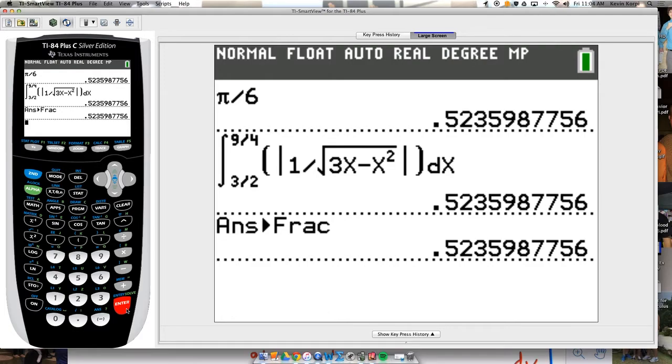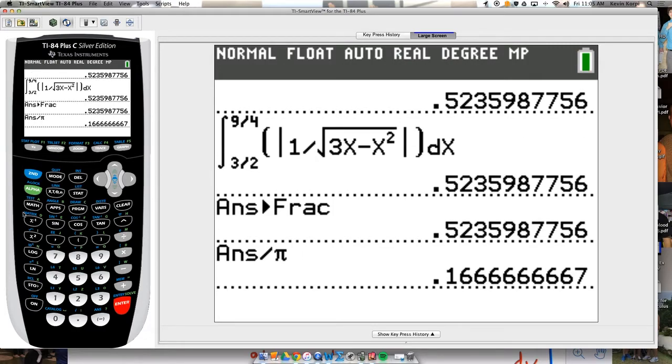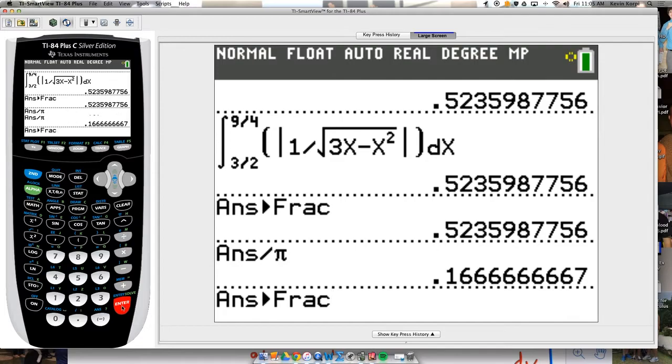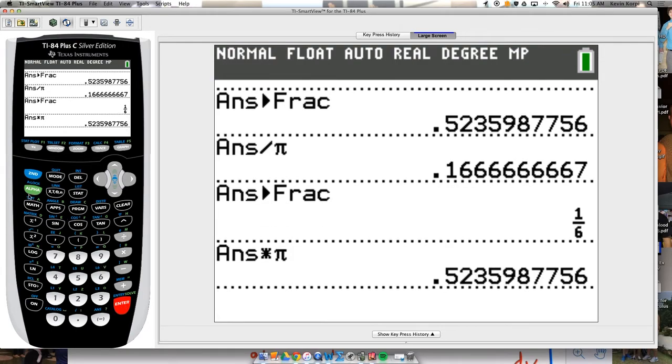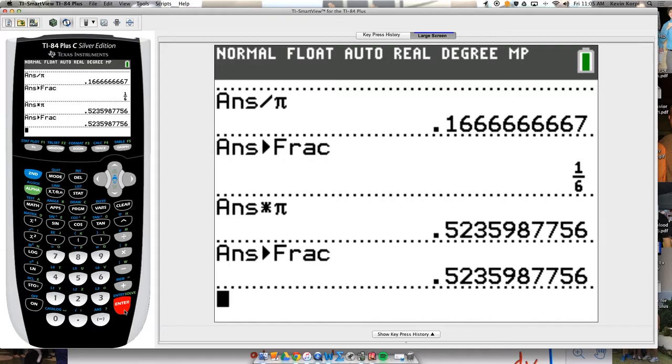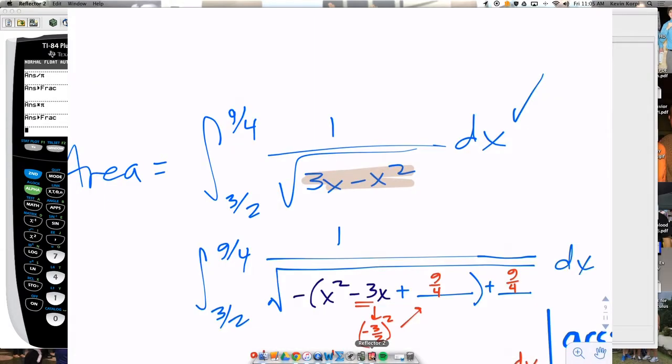Now, if you suspect that there's a pi in there somewhere, maybe you could divide out a pi, and then hit math, enter, enter, and then multiply pi back in, and then hit math, enter, enter. And it still doesn't convert it to pi/6, but maybe, I don't know, you can figure that out. Okay, cool. Completing the square.